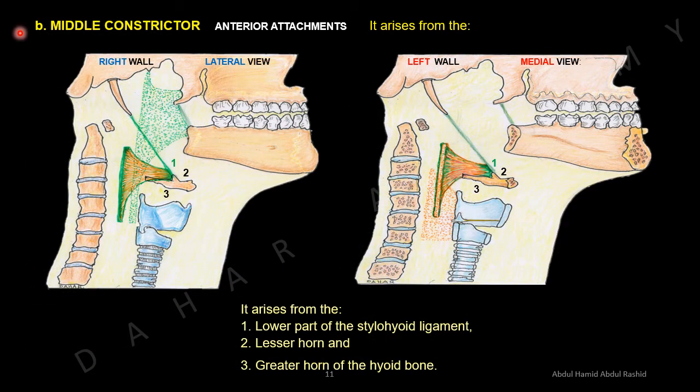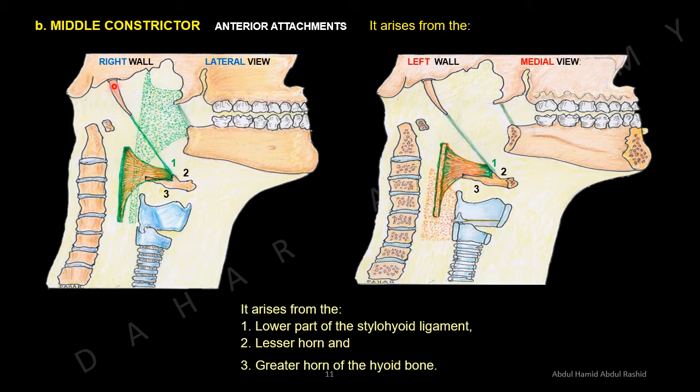We are going to talk about the middle constrictor muscles, anterior attachments. Very similar to the superior constrictor muscle, these two diagrams: this is the right wall looking from the lateral side, that is the lateral view or outside view. And this is the left wall looking from the inside, that is the medial view.